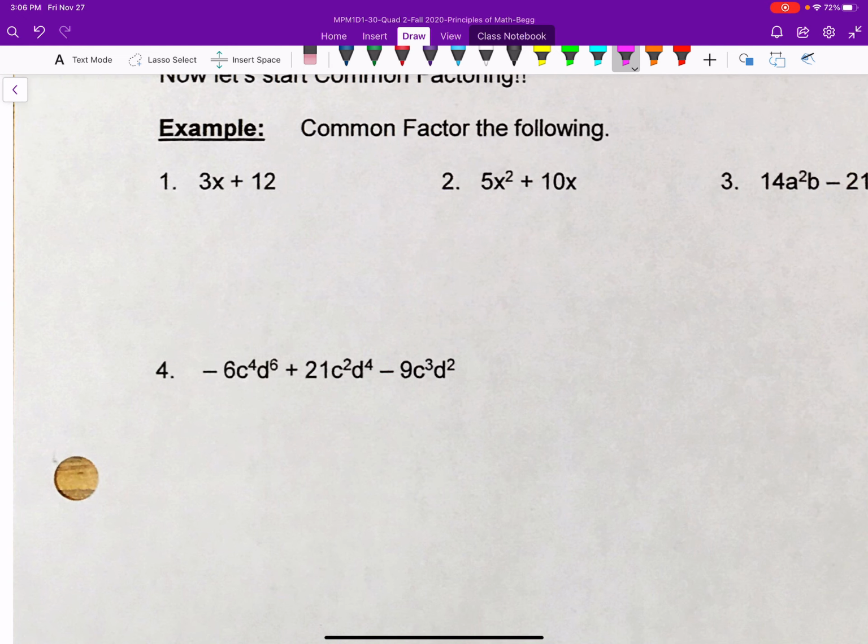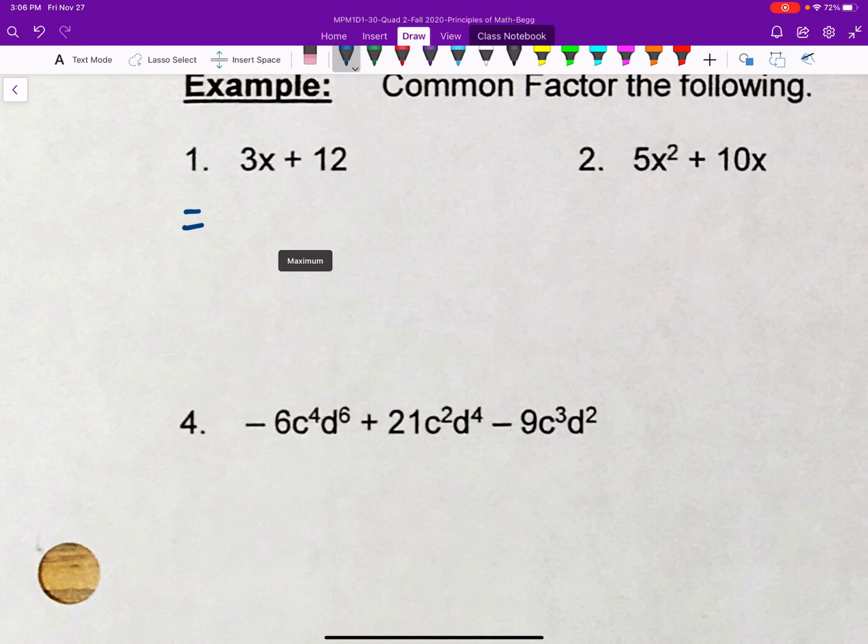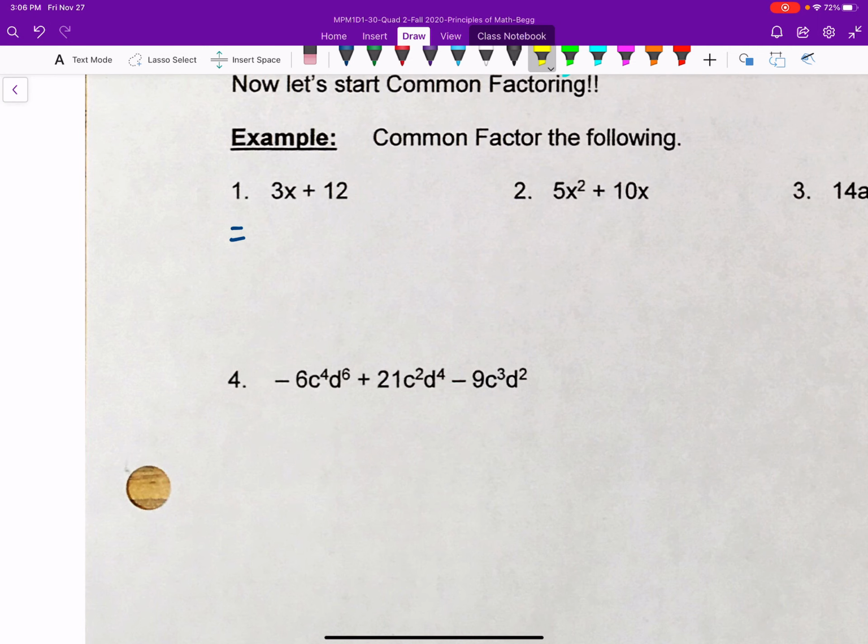Common factor of the following. Okay, so now we're going to put it all together. The first step is to get the GCF in the same way we just talked about. But I'm not going to write it all out this time, so I'm just going to explain my thinking. So I'm going to look at the numbers. I'm going to look at 3 and 12 and think, what's the biggest number that goes into 3 and 12? And the answer is 3. That's my GCF.